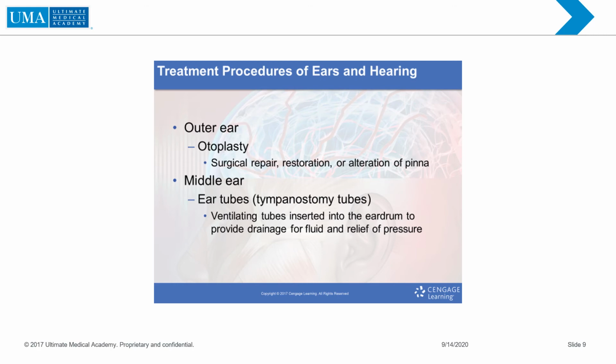Then moving on to our middle ear, we have our ear tubes. Now these are tiny ventilating tubes that are placed through the eardrum to provide drainage for fluids and to also relieve any pressure that may build up after childhood ear infections.